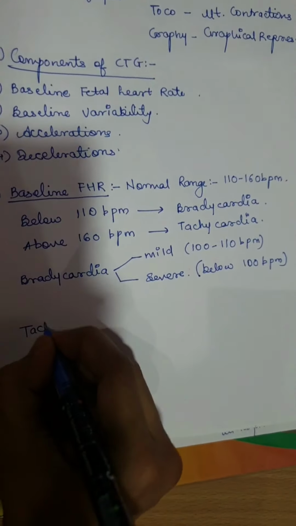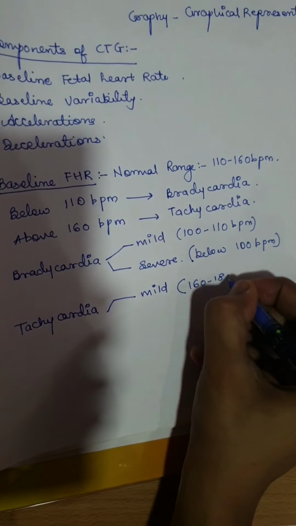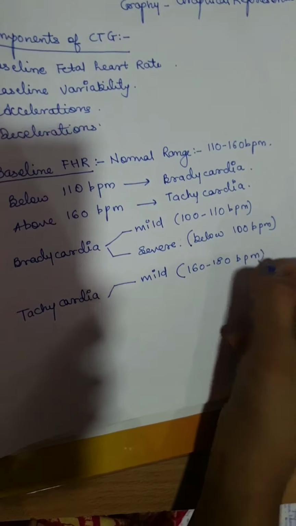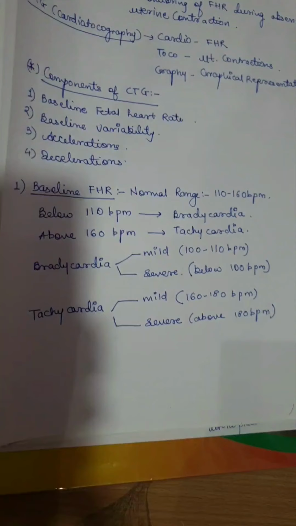Same goes with tachycardia. So what is mild tachycardia? 160 to 180 beats per minute is mild tachycardia. And for severe tachycardia, above 180 beats per minute is severe tachycardia.